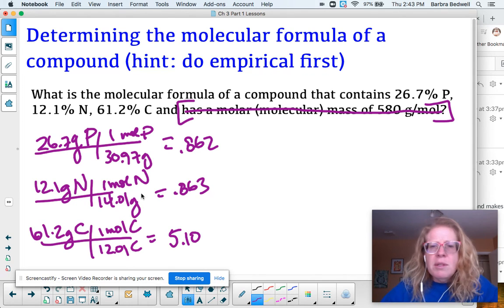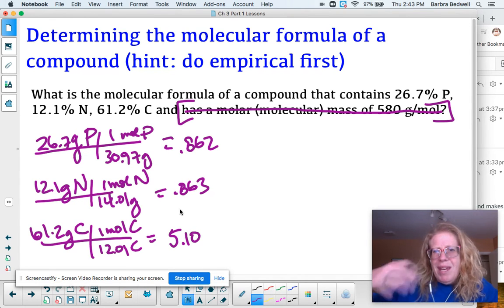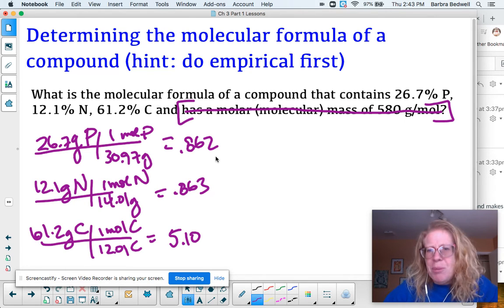So again, students sometimes will ask me, hey, Miss B, why aren't you rounding these to sig figs? These are sort of like in-progress numbers. Remember, we don't round to sig figs until the end. So as long as I'm keeping an extra couple of digits in here, I'm actually pretty good. So I want to keep it to at least my 2 decimal places.